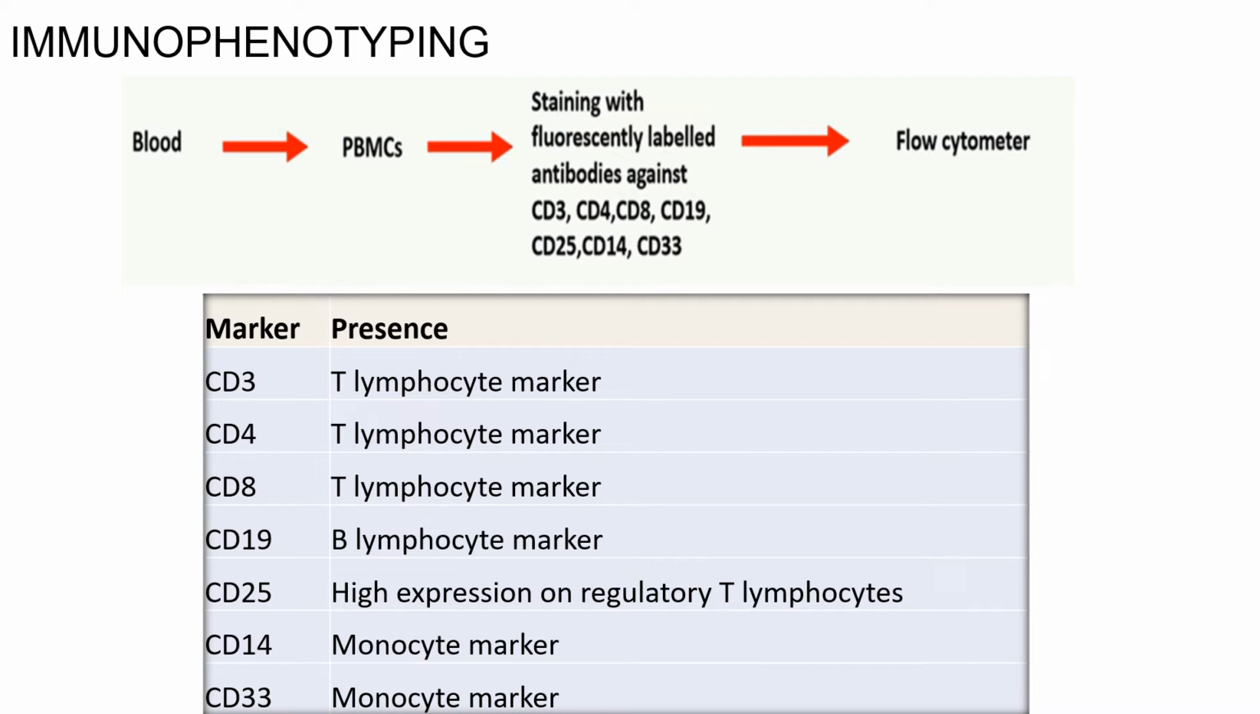Now we are analyzing these 7 proteins at a time, and based on the expression of these 7 proteins we will be analyzing the type of cells. After staining, the sample is placed in the flow cytometer, but before going to the graph, just look at these CD markers. If the CD3 marker is there, it shows the presence of a T lymphocyte marker. CD3, CD4, CD8 show T lymphocyte markers. CD19 shows the presence of a B lymphocyte marker. Similarly, CD25, CD14, and CD33 show the presence of monocyte markers.